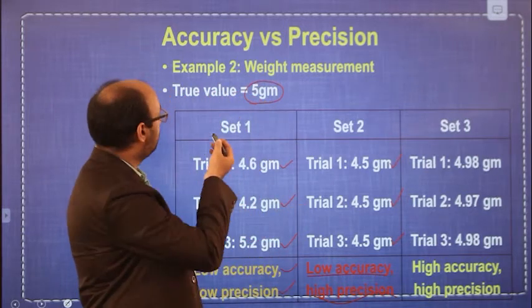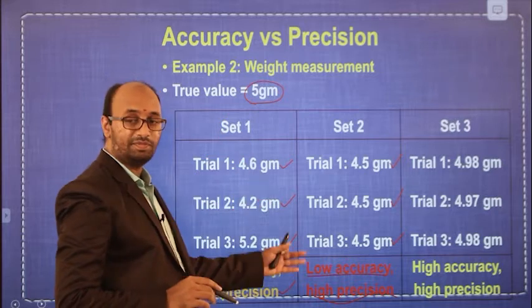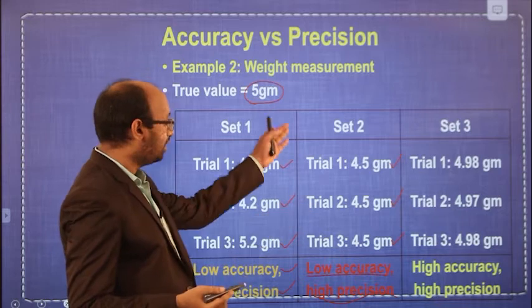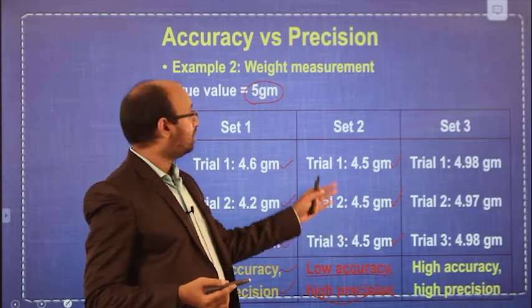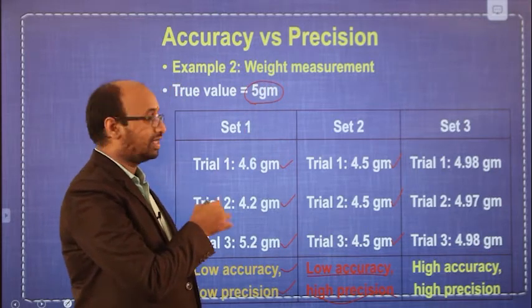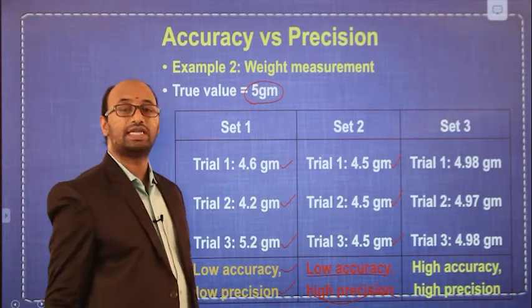So here the instrument that is used for measuring the weight is highly precise because it is able to give the same output, same weight under multiple measurements, but those measured values are not close to the true value, meaning the instrument is precise in the second set of measurements and it is not accurate, there is low accuracy.